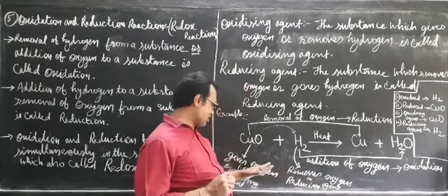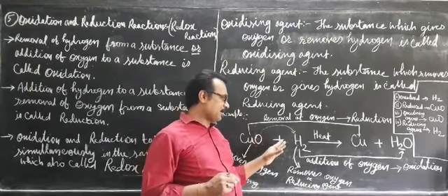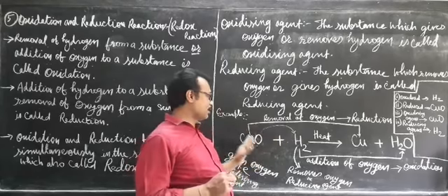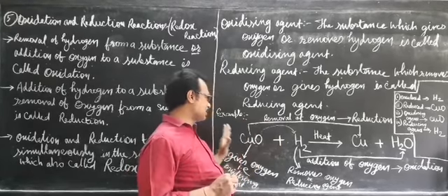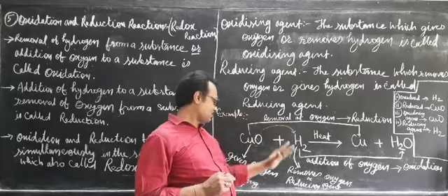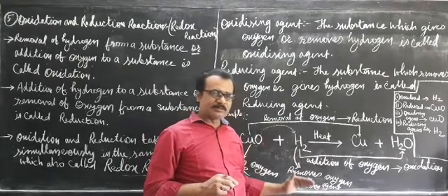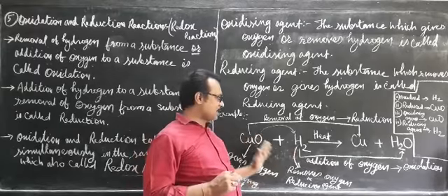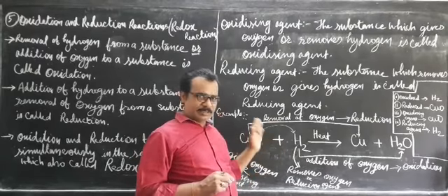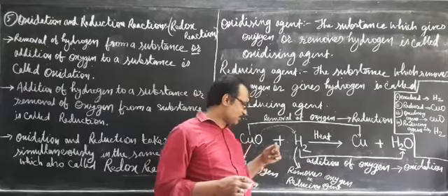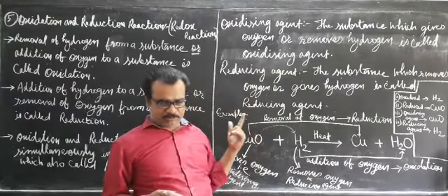So on the basis of oxygen, we have explained which one is undergoing oxidation, which one is undergoing reduction, which one is the oxidizing agent, and which one is the reducing agent. I think you might have got clarification. We'll take another example in another lecture, and I'll explain it further.